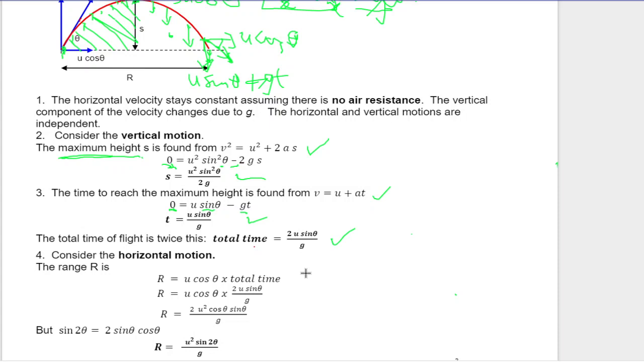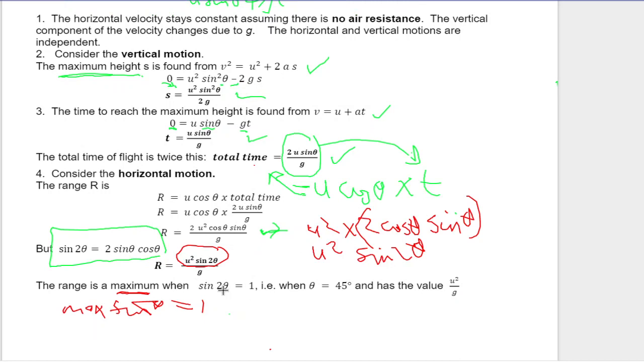Okay, so this is the identity sine 2 theta, so it becomes u squared sine 2 theta, which is what you see over here, divided by g. Now, the maximum value of sine is 1. So 2 theta will be equal to 90, which means theta will be equal to 90 over 2, which is 45 degrees.